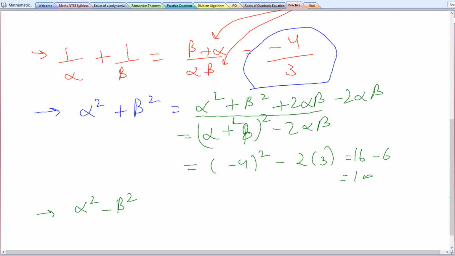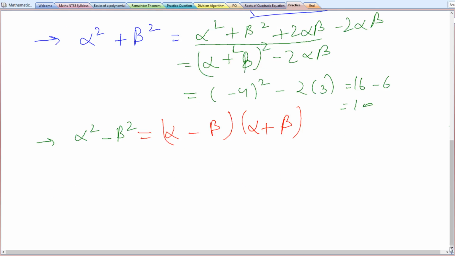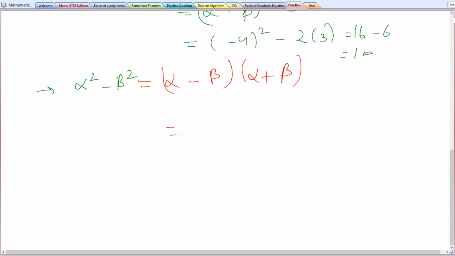So I guess the time has been enough for now. As we know, alpha square minus beta square can be written as alpha minus beta into alpha plus beta. Now we already know the value of alpha plus beta, that is minus 4. We need to find out the value of alpha minus beta. So alpha minus beta can be found like this.